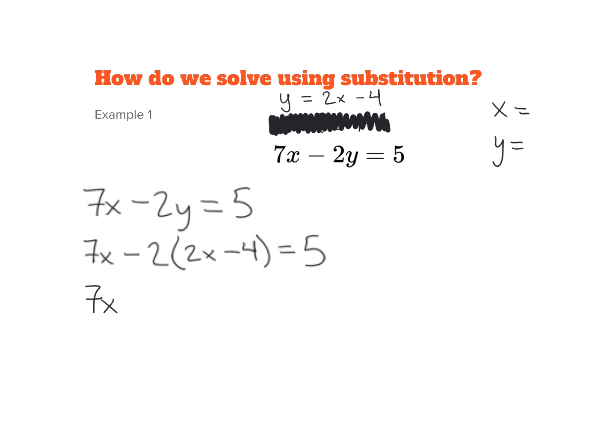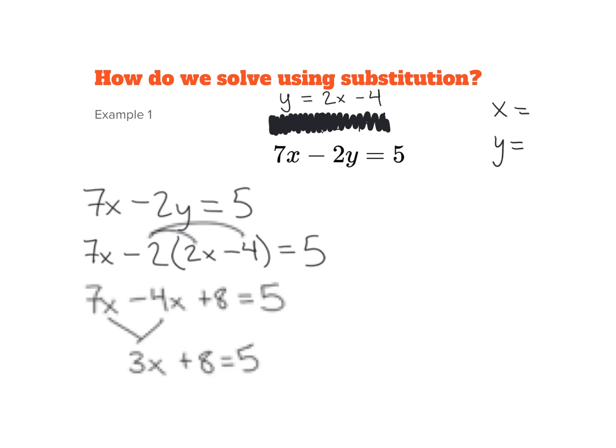7x, this is going to get distributed in. Again, remember, if there's a minus sign there, we're going to distribute in the minus sign as well. So this is going to be minus 4x. Negative 2 times negative 4 is positive 8. Okay, so there we go. We are distributed there. Combining like terms, these two can combine to make 3x plus 8 is equal to 5.